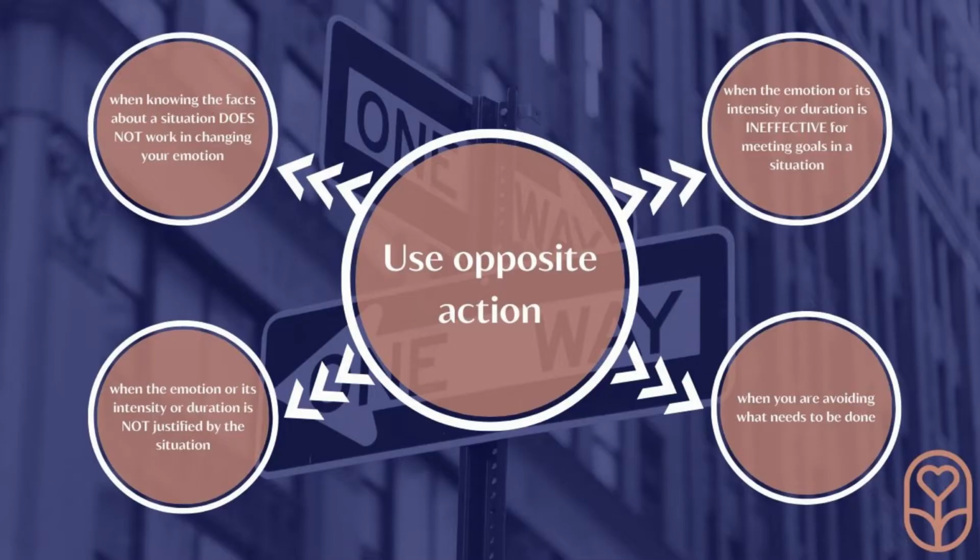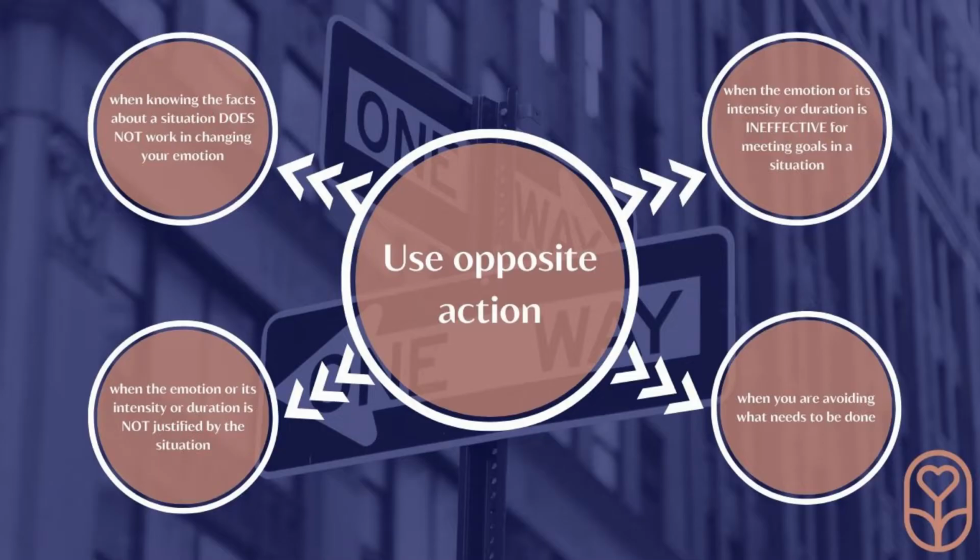Emotions are not justified when they do not fit the facts of the actual situation. If someone tells you that a person says something mean and untrue about you, you feel angry. But then you find the fact is that the person did not say something mean or untrue about you at all. Taking opposite action would be not expressing the anger.